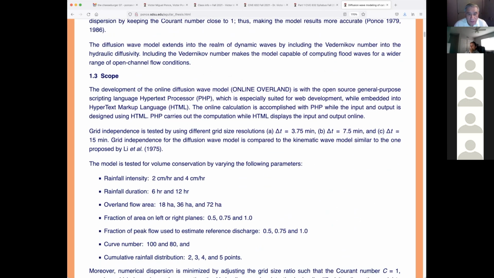Okay, scope then. The development of the online diffusion wave model uses the open source general purpose PHP. That's an open source program. Open source, as you maybe know, means it's free. You can download it from the web. You don't have to pay anybody anything. I don't want to sidetrack myself, but you either get open source software, or you buy it. It's up to you to decide that.